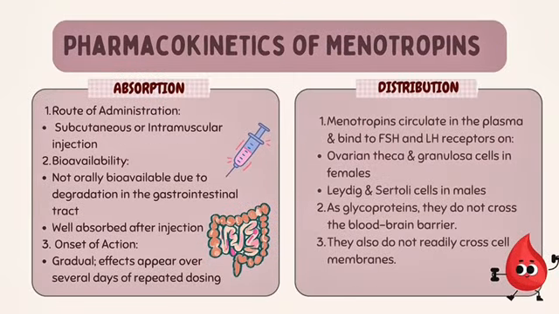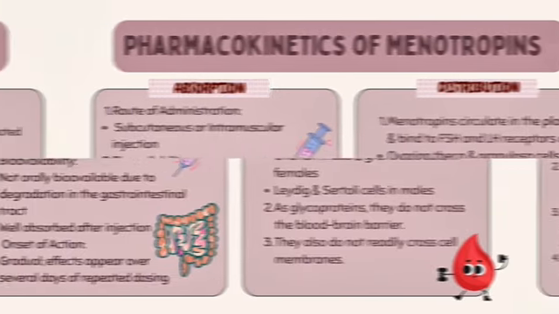Now, let's look deeper into the pharmacokinetics. Menotropins are administered via subcutaneous or intramuscular injection because they are not orally bioavailable. This is because they would be destroyed in the gastrointestinal tract. Once injected, they are well absorbed into the bloodstream. The hormones bind to FSH and LH receptors on target cells.